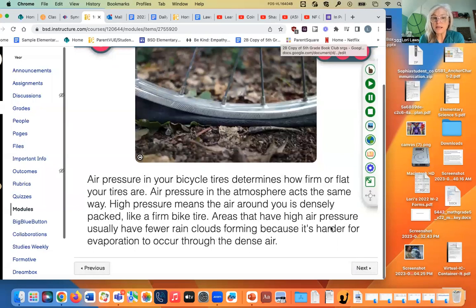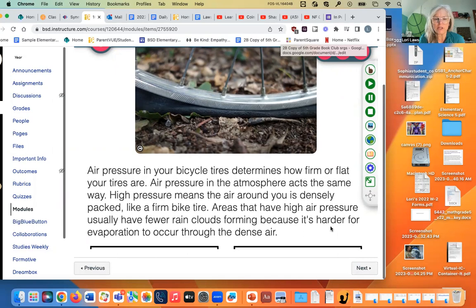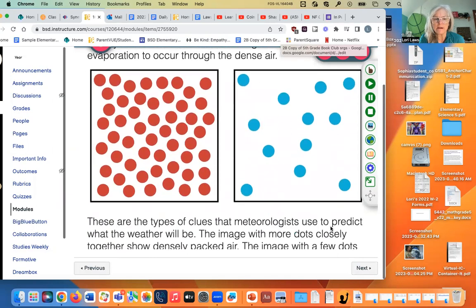Air pressure in your bicycle tires determines how firm or flat your tires are. Air pressure in the atmosphere acts the same way. High pressure means the air around you is densely packed, like a firm bike tire. Areas that have high pressure usually have fewer rain clouds because it's harder for evaporation to occur through dense air.